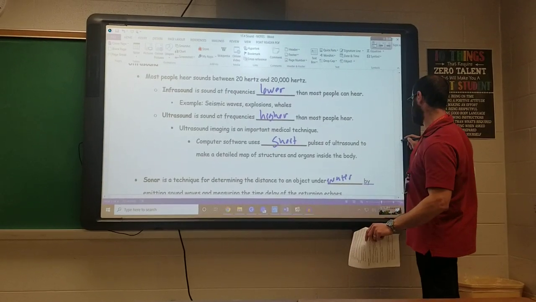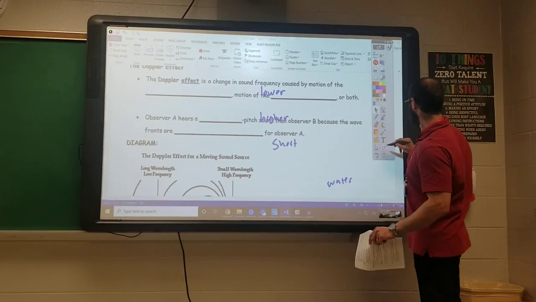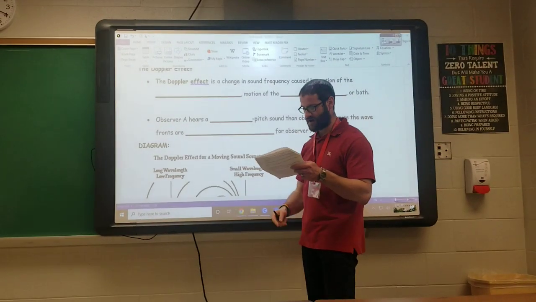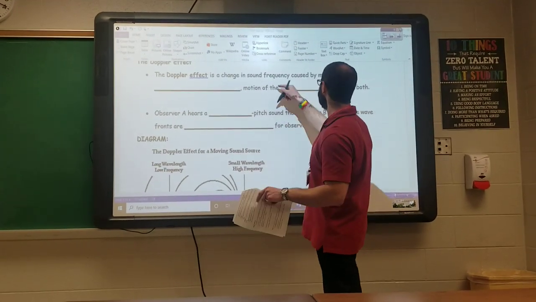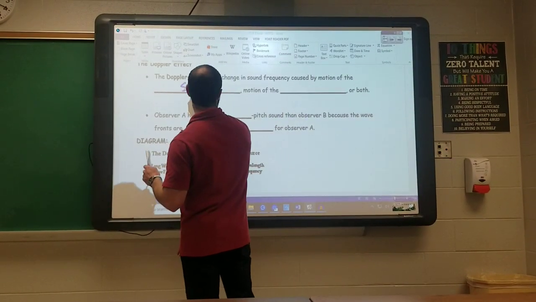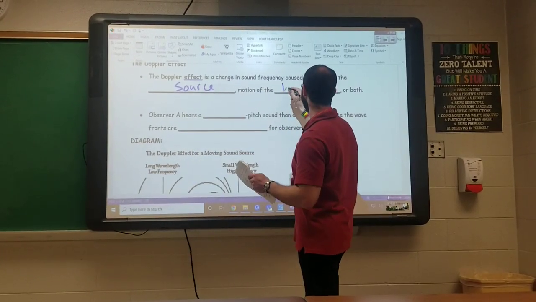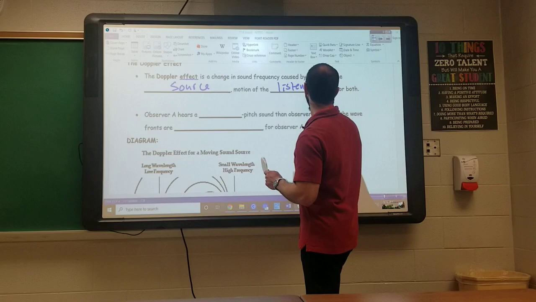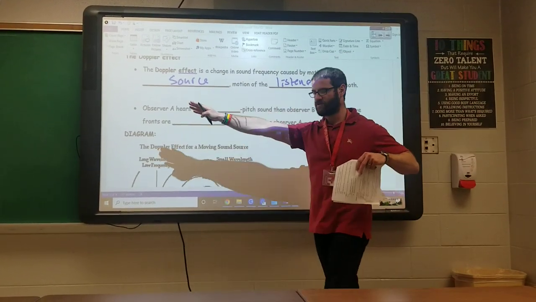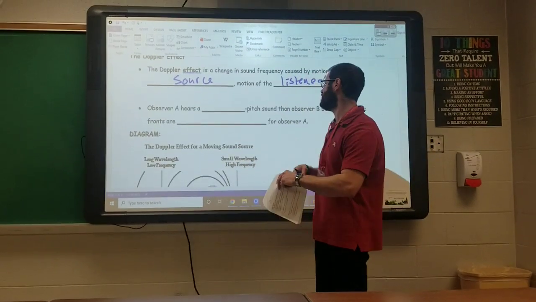Let's continue. Let's look at something we call the Doppler effect. Again, this has to do with our perception of sound. The Doppler effect is a change in the frequency of the sound caused by the motion of the sound source, the motion of the listener, or both. So frequency can change if the source of the sound is moving, if the listener is moving, or if both are moving.